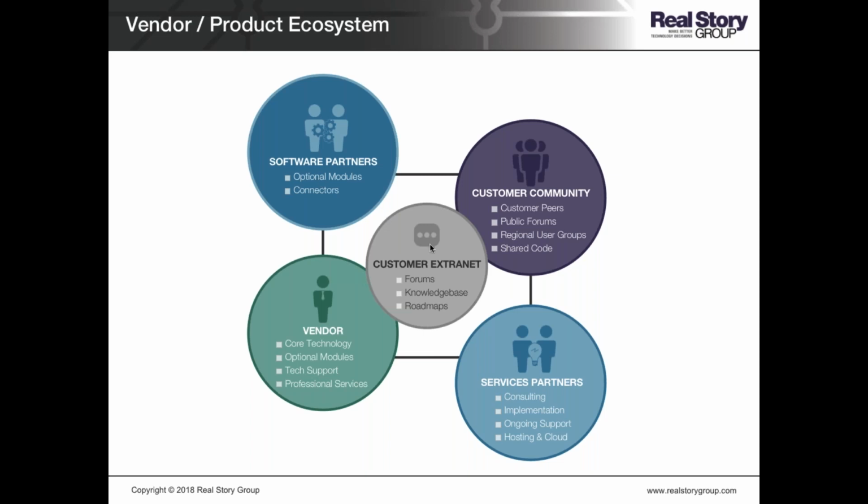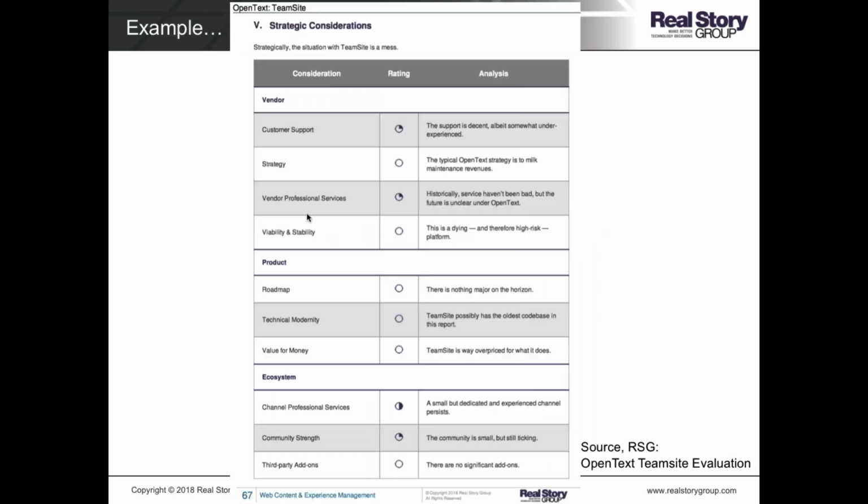Because vendors, of course, come and go. But the technology, obviously, if you've made an investment in it, you want it to endure. And the ecosystem is a really critical place that we look at in terms of our evaluations, and you should definitely look at in terms of your vendor vetting. So here's an example, again, of TeamSite. Again, somewhat weak ecosystem. There are some professional services firms still around that can handle it. And there is some community around it that OpenText is trying to keep going. But in general, this is a fairly weak system with respect to strategic considerations.